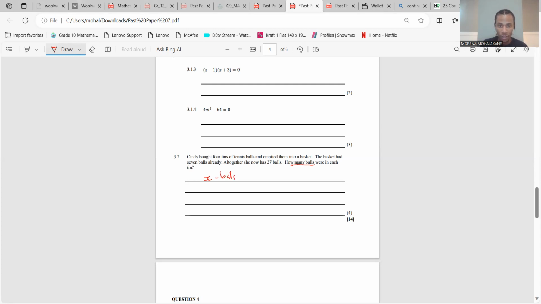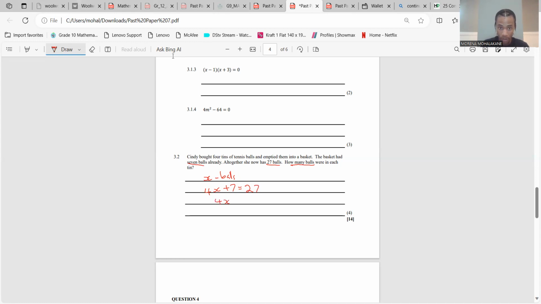Okay, so we know that she bought 4 tins of tennis balls, right? 4 times the tins of balls, and then there was already 7 inside. So in total, 27. Good. Now, with this equation, I can find the balls that were in each tin.